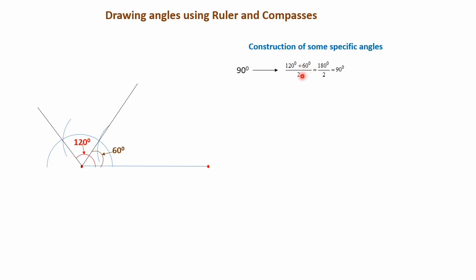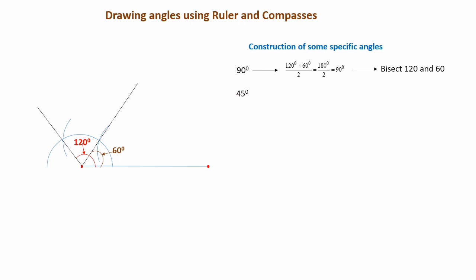120 plus 90 divided by 2. Sorry, 120 plus 60 divided by 2. That is 180 divided by 2. 180 by 2 is 90 degree. Divided by 2 in the sense we can call it a bisector, equal division, equally dividing. So if you bisect 120 and 60, means here first portion is here and the second portion is here. So if you bisect the space between these two arcs, 120 and 60, we will get 90 degree. Next, for getting 90 degree, just to keep it in mind, we have to bisect 120 and 60.